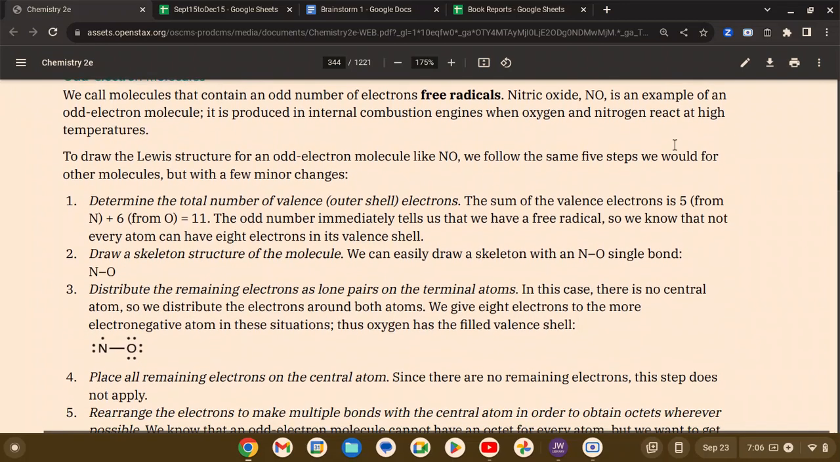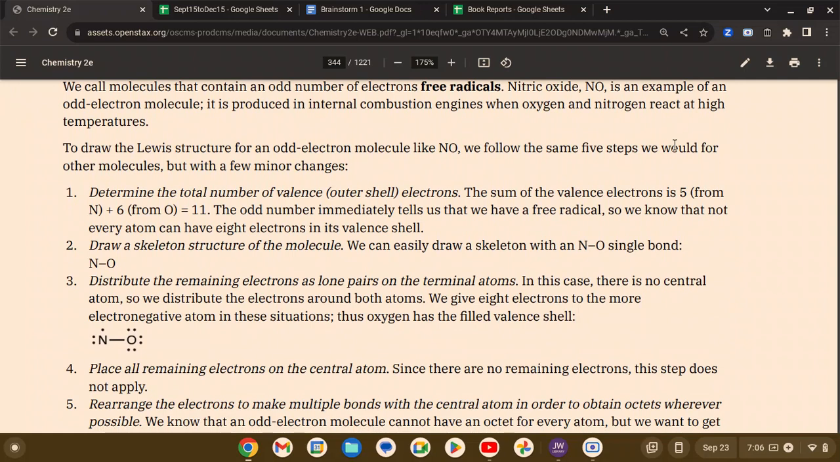Odd electron molecules. We call molecules that contain an odd number of electrons free radicals. Nitric oxide, NO, is an example of an odd electron molecule. It is produced in internal combustion engines when oxygen and nitrogen react at high temperatures. To draw the Lewis structure for an odd electron molecule like NO, we follow the same 5 steps we would for other molecules, but with minor changes.